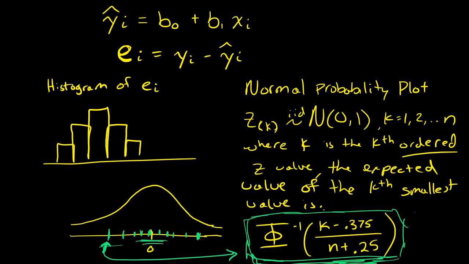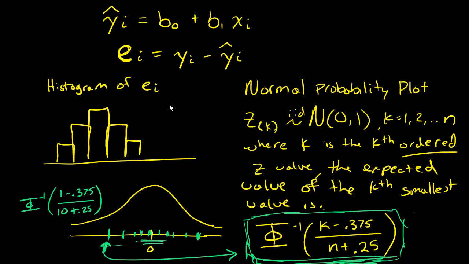So if I have 10 observations, that value would be the inverse norm value at, k would be 1 for the first observation, minus 0.375 divided by, if there's 10 observations, 10 plus 0.25. And I could plug this into a calculator and it'll tell me exactly what this z value is. So these are basically the expected z values of ordered z values, if you have this normal 0, 1 distribution.